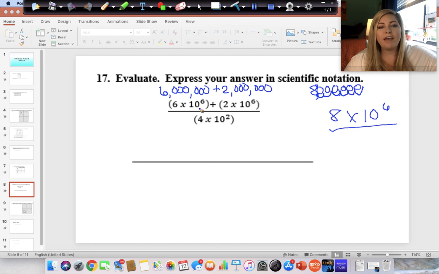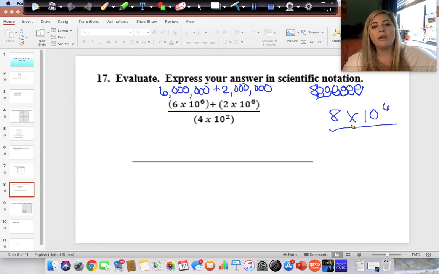When we have exponents with the same base, you really can just add your numbers out in front. So 6 plus 2 gives me 8. That would have been an easy way to do this. But I wanted to show you that we can move our decimal points and add them manually because you may not always have exponents with the same base that you're working with.